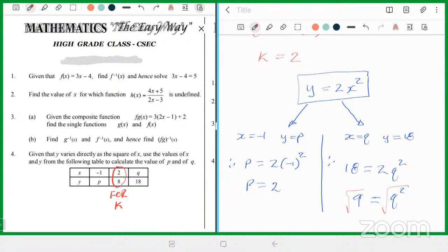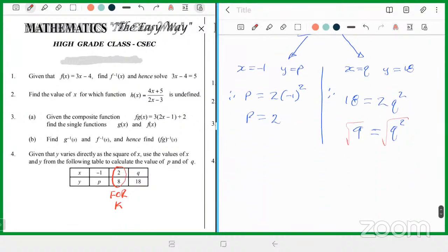When you square root both sides, the square root of 9 is really plus or minus the square root of 9. Sorry. So this is really plus or minus 3 equals the square root of q squared, which is q. So q is either plus or minus 3, but we have to decide whether we're going to be using the plus 3 or the minus 3.